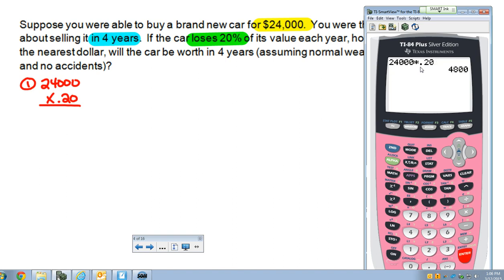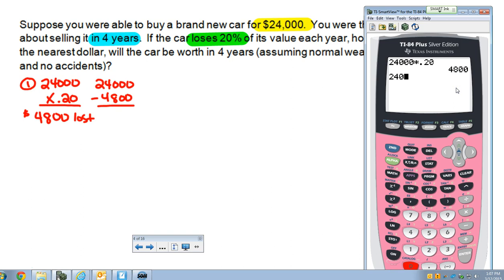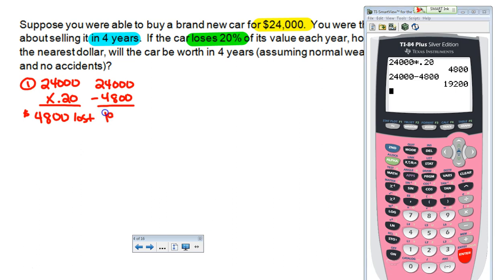That means after the first year, you lost $4,800. So I still don't know what the price is, because now you have to deduct that to get the value of the car after year 1. And so after year 1, your car is now only worth $19,200. Okay, that was year 1. Now we have to do year 2. So now we have to do all of this all over again.